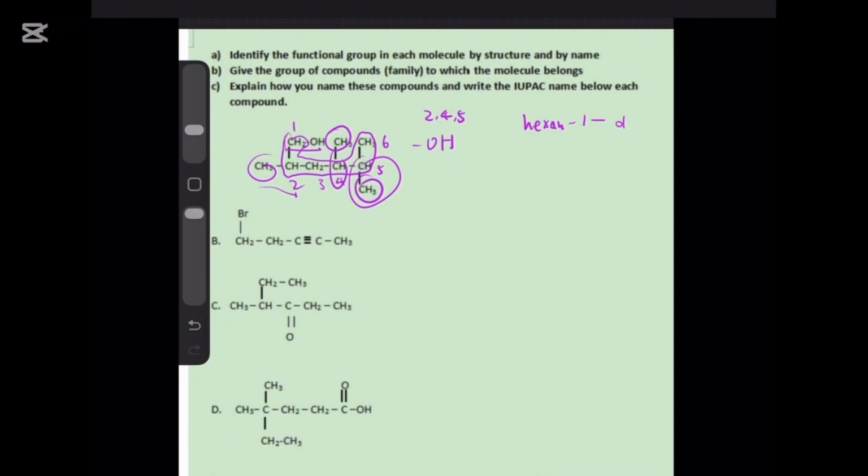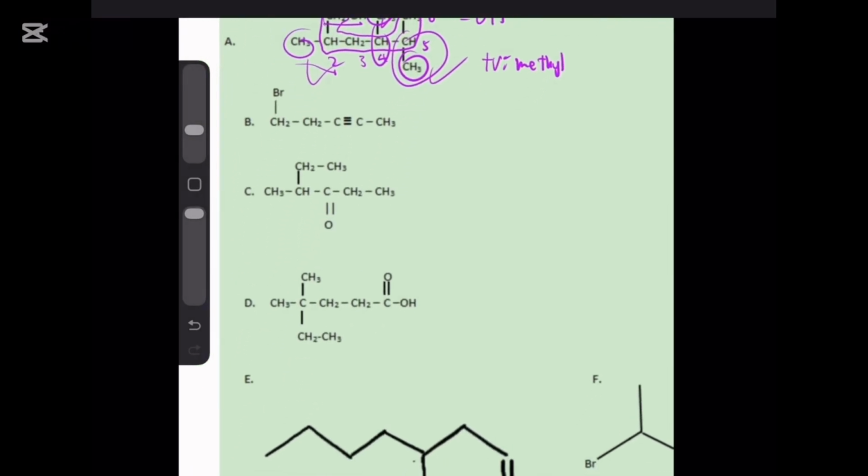2, 4, 5. When numbers are next to numbers, we use a comma. When numbers are next to a word, we use a dash. And they are called methyl, but since there are 3, we add tri, which is a prefix for 3. So the full name is 2,4,5-trimethylhexan-1-ol.